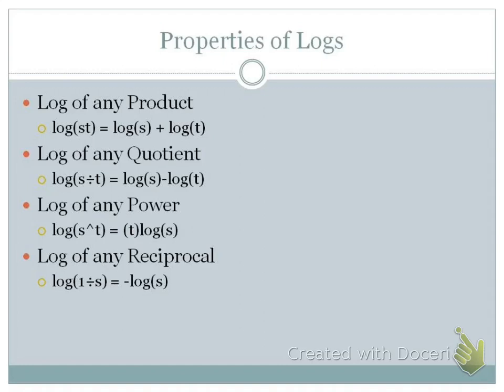And our last one is log of any reciprocal. This is an addition to quotient because it is a special type of log of any quotient. You only use this one when you have 1 divided by something. So in this case we have negative log of s because that 1 changes to 0 minus log of s.